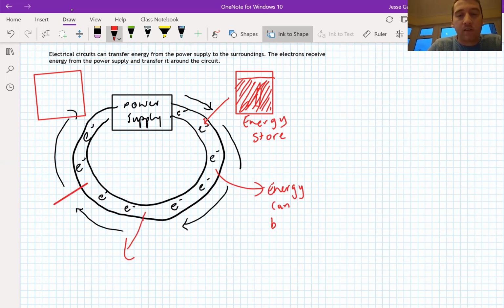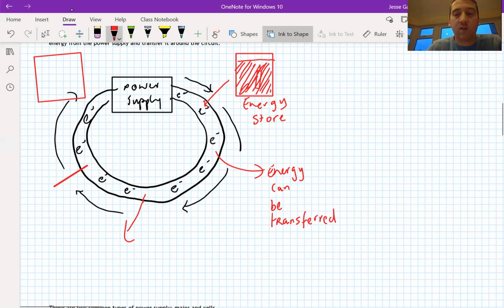And that's the whole point of an electric circuit, to be able to transfer energy from the power supply to the surroundings. We'll talk about how that happens later on, but know that energy has to be transferred to the surroundings. Otherwise, there's no point in just having electrons going around and around in a loop. The whole idea of electricity is that it's able to transfer energy. If energy is being transferred, where is it going? It's going to what we call the surroundings, which is just the area around the circuit, outside the circuit. So if you think of the electrons as inside the circuit, everything outside of the circuit is the surroundings.